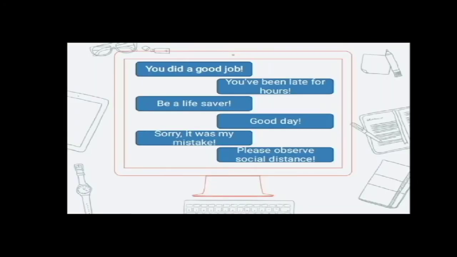Before we start, let's read the given statements. You did a good job. You've been late for hours. Be a lifesaver. Good day. Sorry, it was my mistake. Please observe social distance. These statements are some examples of speech acts.